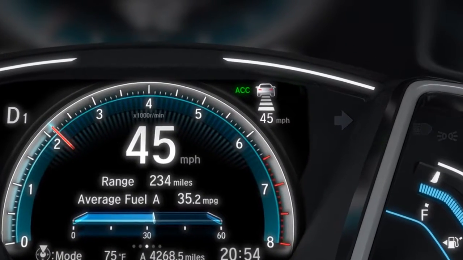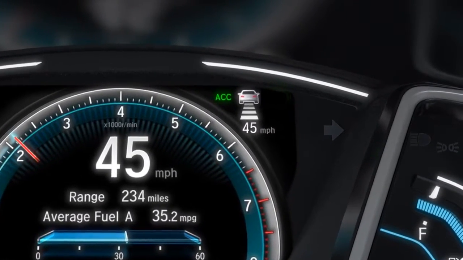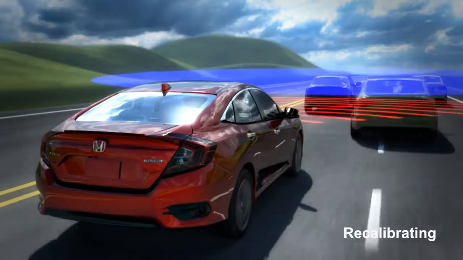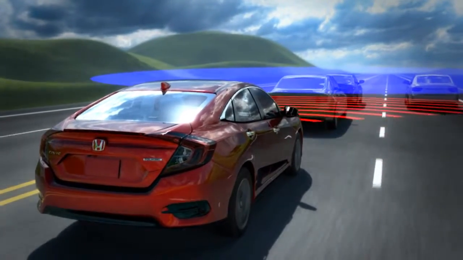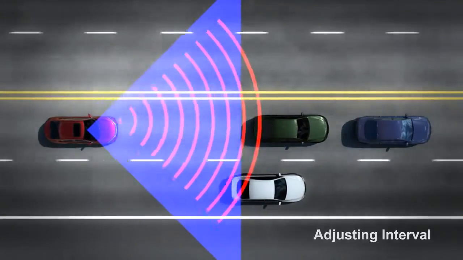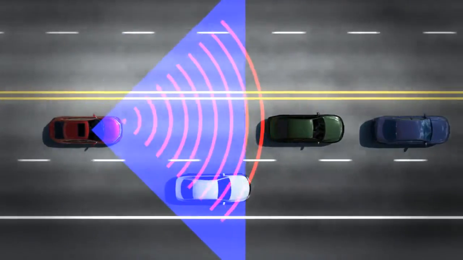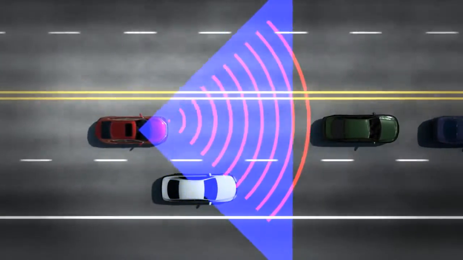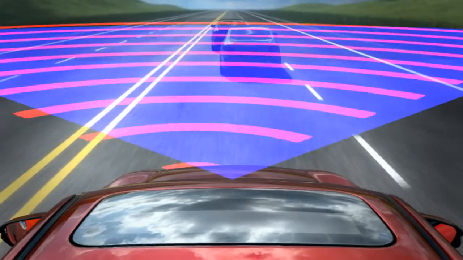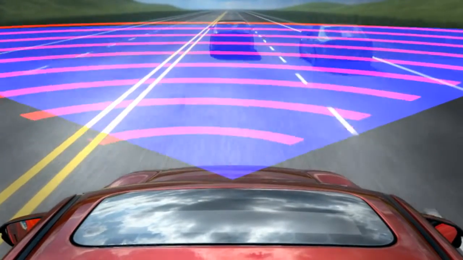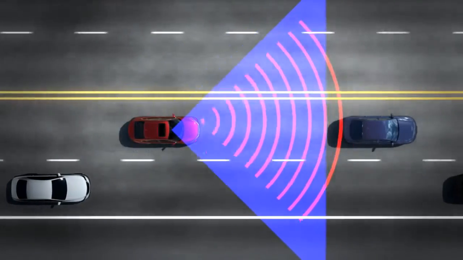The solid vehicle in the MID notifies the driver of the vehicles in the detection zone. The system then adjusts the vehicle's speed to maintain the set following interval. When required, the vehicle autonomously brakes using the Vehicle Stability Assist, or VSA.